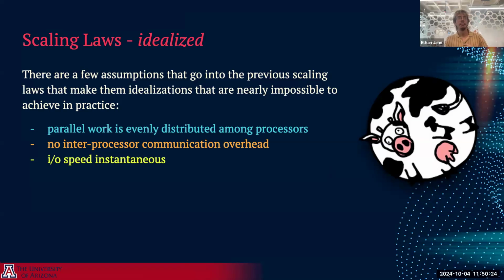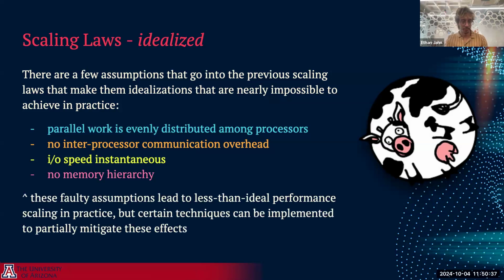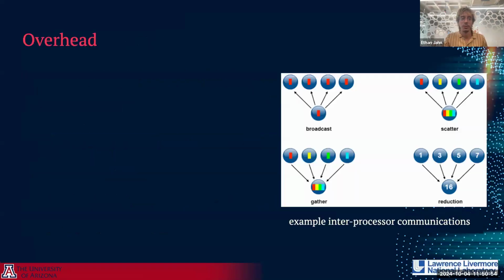There might be some time taken to write data to the disk that is not accounted for here. And there might be some memory communication between different levels of memory on the hardware chip that is not taken into account here. So these faulty assumptions lead to less than ideal performance scaling in practice, but certain techniques can be implemented to partially mitigate these effects. So now we're going to move on and talk about these types of practices that we can use.